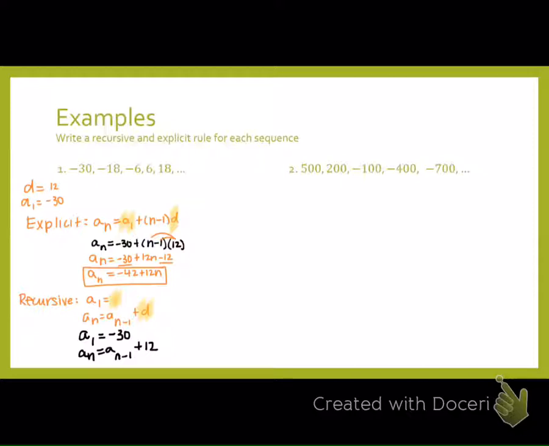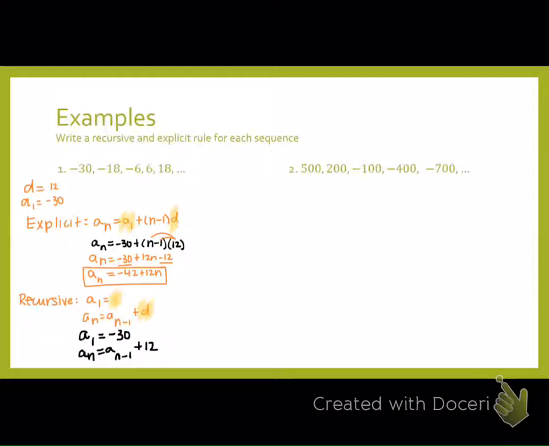Gianna, I got confused on the recursive part. What are you confused about? The recursive part just tells you the first term and what you need to do to that term to find the next one. So this just means the previous term. If we're on the first term, it's negative 30. To find the next term, you have to add 12. So negative 30 plus 12 is negative 18. This is like next equals now plus d. Instead of next and now, we're using a sub n and a sub n minus 1. Does that make a little bit more sense?